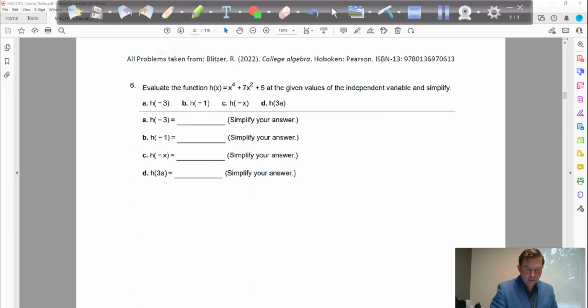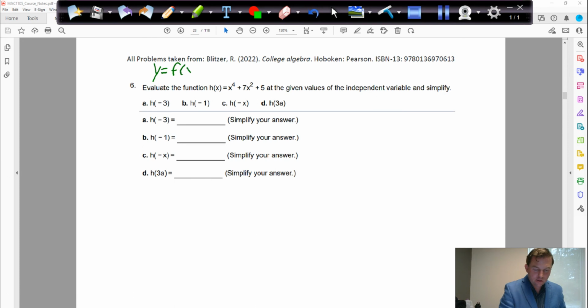Okay, for problem 6 now, they want us to practice with putting numbers into a function. So when I have y as a function of x, that means we can plug in x to get a y. So we're just going to practice doing that. So when it says h of minus 3, all of these things that they have here, they're all x's now. So anywhere I see an x, I'm going to replace it with minus 3.